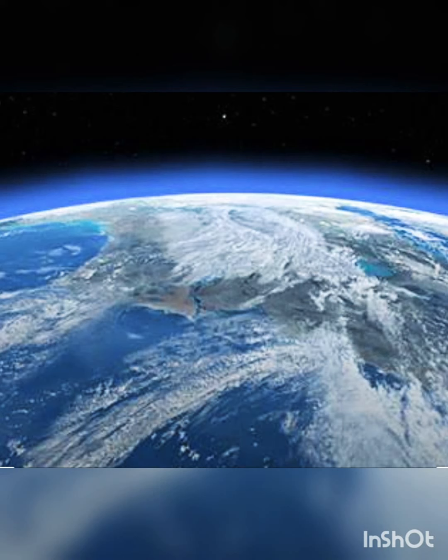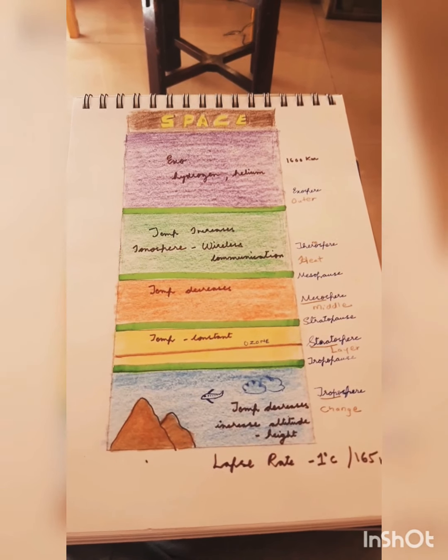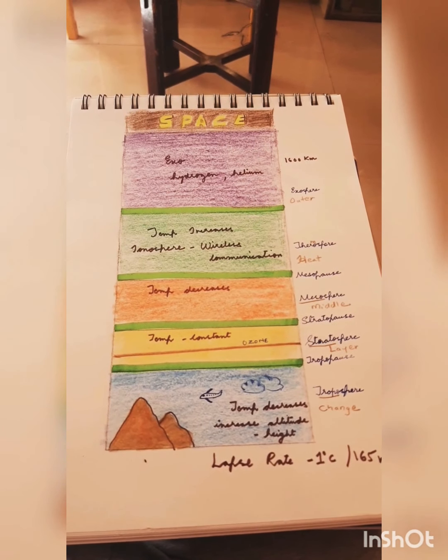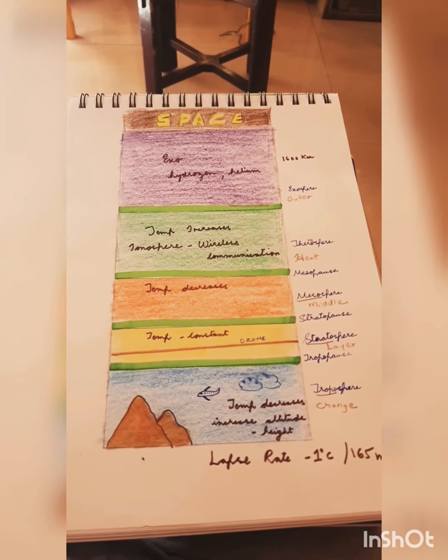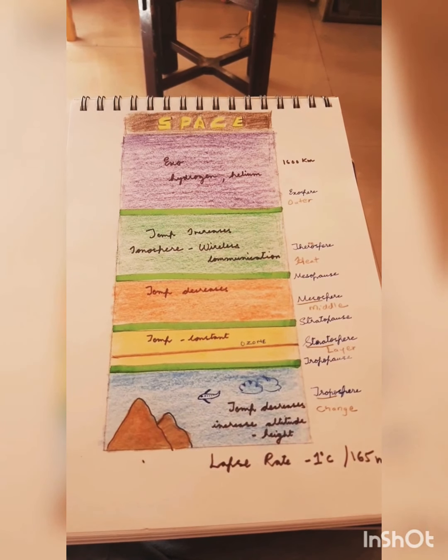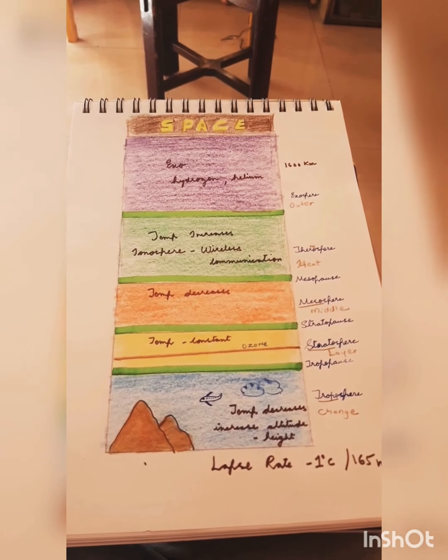Today we'll be learning about the atmosphere in detail. But to understand it with better clarity, let us just take a section of the atmosphere. So now we'll be learning about the different layers of the atmosphere. The atmosphere is made up of 5 different layers: the troposphere, the stratosphere, the mesosphere, the thermosphere, and the exosphere.